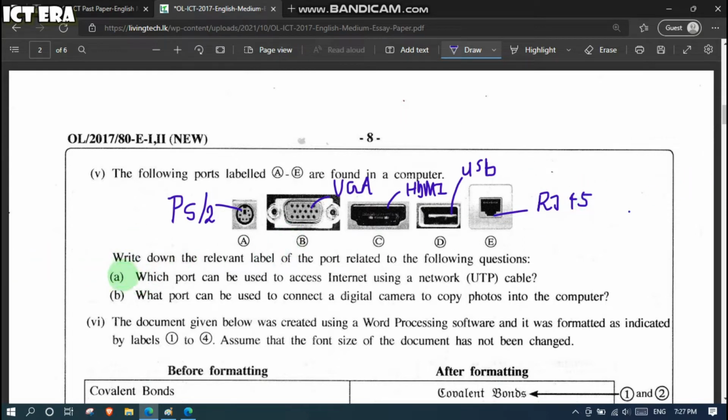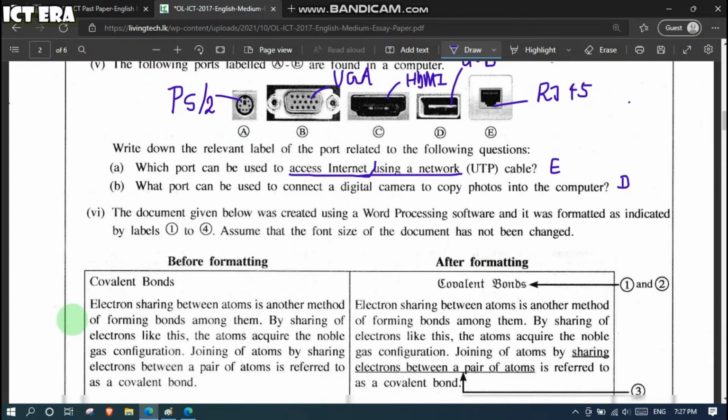Then the question is, first one, which port can be used to access internet? So internet, using the network cable, the port is E, network port. The next one, what port can be used to connect a digital camera to copy photos into the computer? It is USB, so D. HDMI is used to connect digital TVs and digital speakers, not digital cameras.